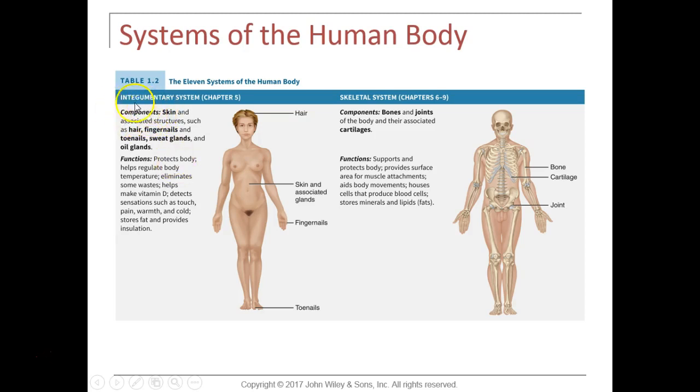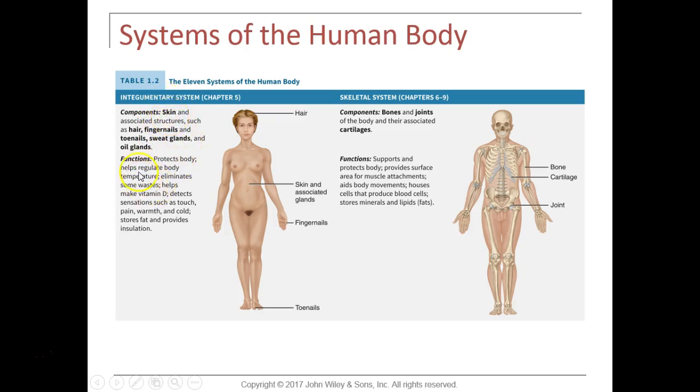For instance, here, the integumentary system includes your skin. Everybody kind of knows that. Your skin is the largest organ in the body. It also includes accessory structures, so it's not just your skin, but associated structures like hair, fingernails, toenails, glands like sweat glands and oil glands. All of these are associated with the entire system, with the skin.